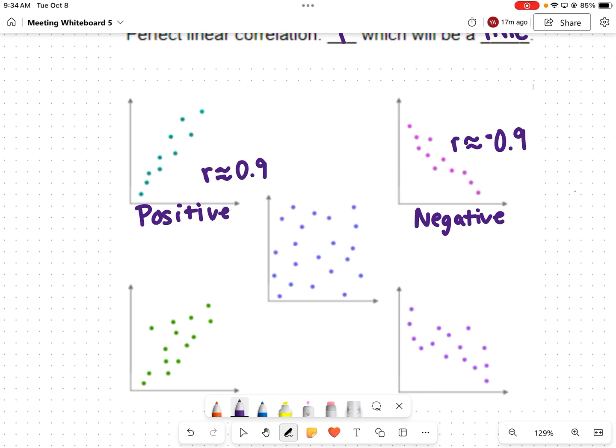The light blue one, the one in the very middle, is like a typical scatter plot that has no correlation. So this is not positive or negative. We're going to call it no correlation. x and y are not related. So the r value there is going to be close to 0. It may not be exactly 0, but let's put r is approximately 0.1.